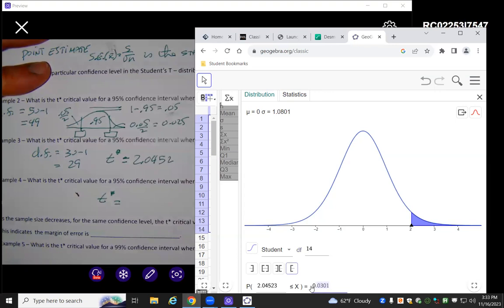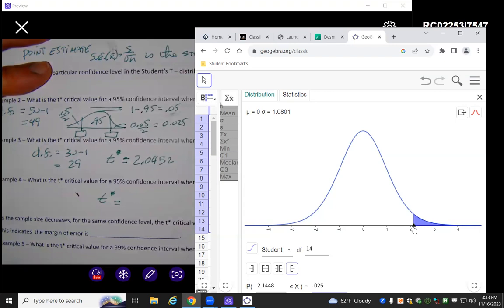Well, I think I know why it's doing that. It's adjusting to keep the input the same. All right, so I entered 0.025, and then here's my critical value. Notice the critical value is this number right here, which just separates the upper 0.025 from the rest of the graph.